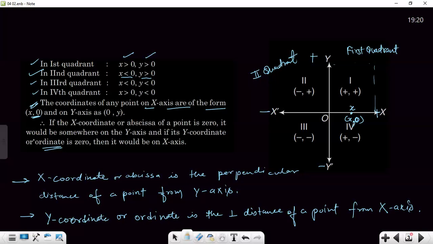Next point: if the x-coordinate or abscissa of a point is 0, it's just the otherwise of this point. It means that the distance between the y-axis and the point is 0, so the point is lying on the y-axis. And if the y-coordinate or ordinate is 0, then the point is lying on the x-axis. As simple as that.